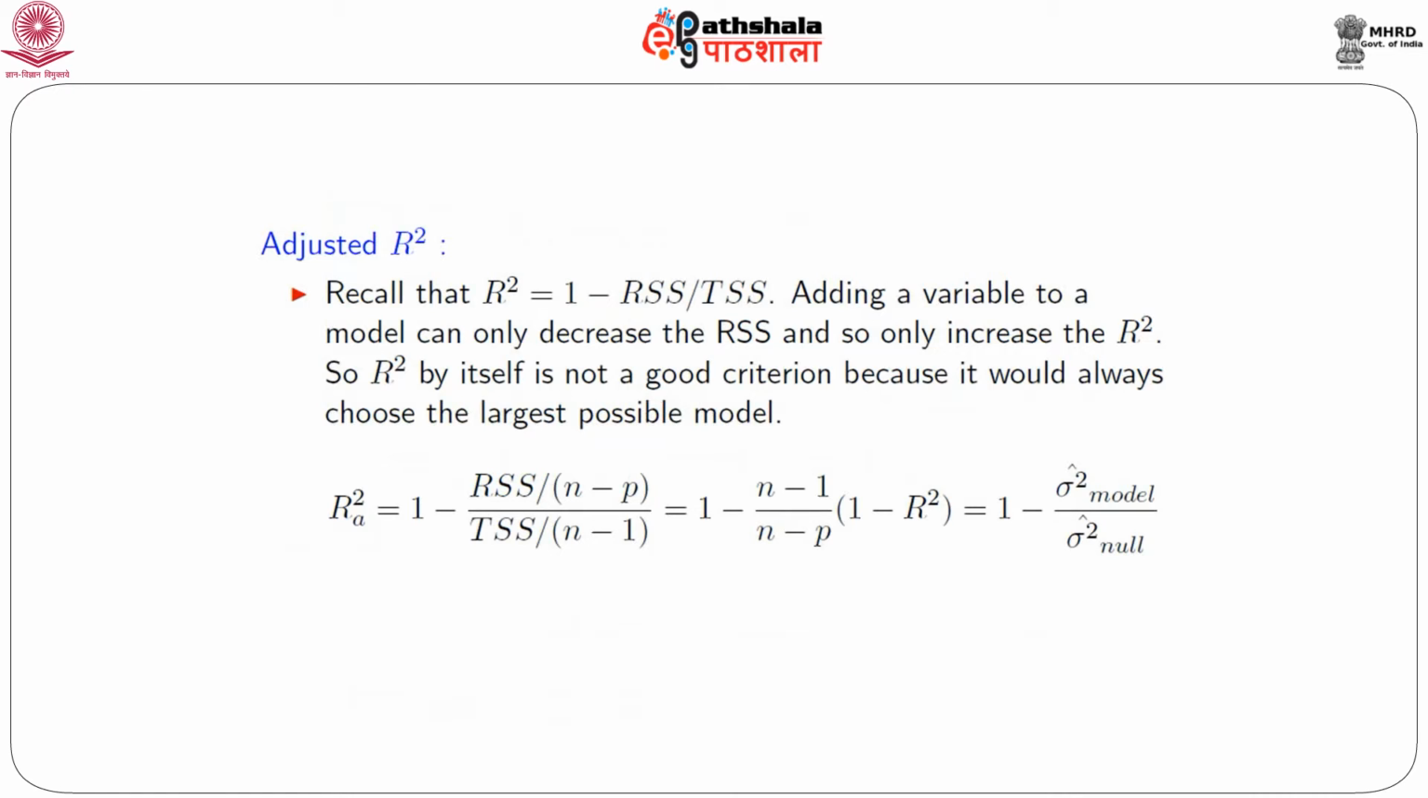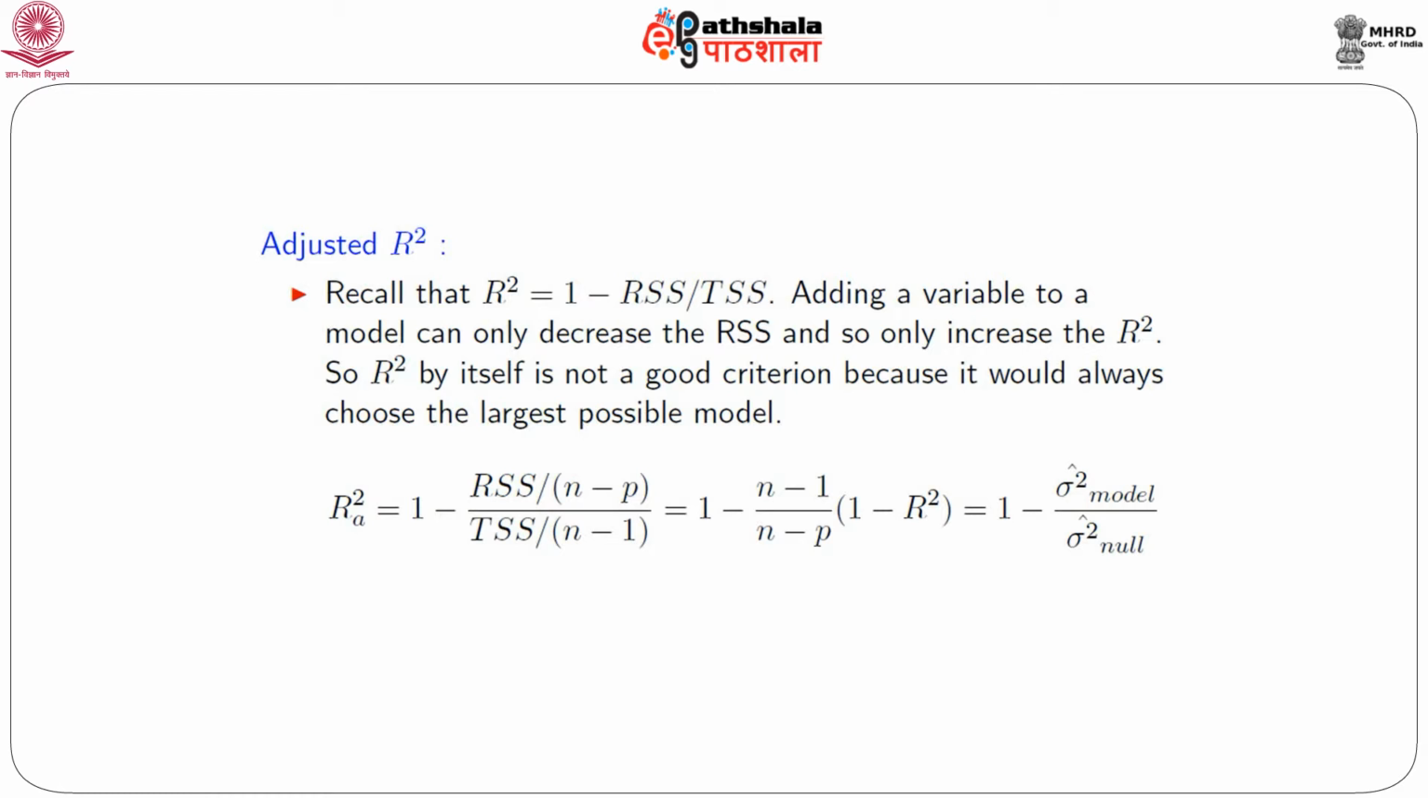Now using adjusted R squared. Recall that R squared can be written as 1 minus the residual sum of squares divided by the total sum of squares. Adding a variable to the model can only decrease the residual sum of squares, and so only increase R squared. So R squared by itself is not a good criterion because it would always increase with the inclusion of added predictors.